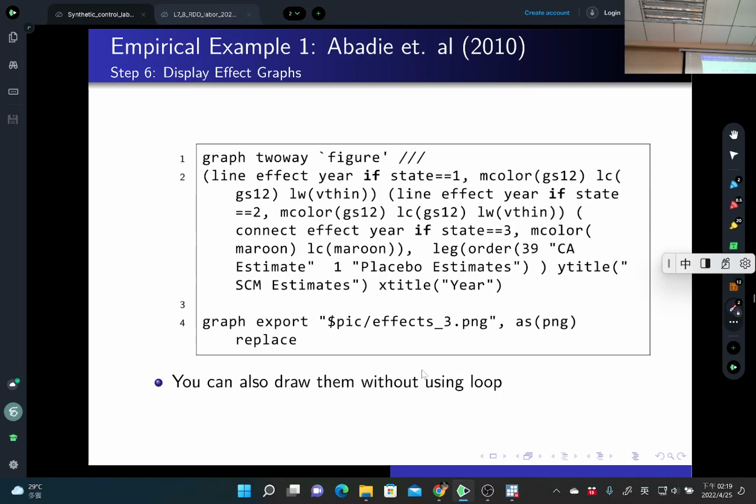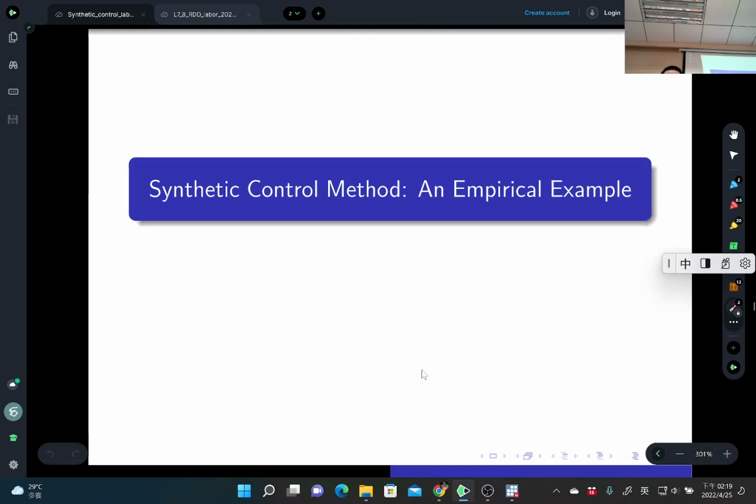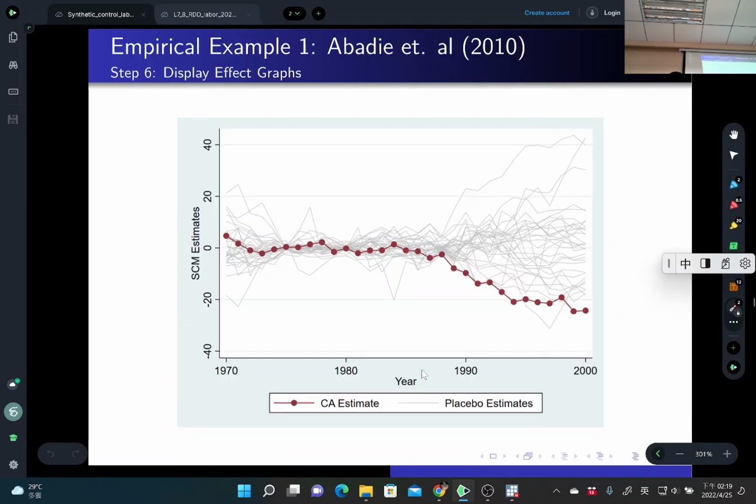Any questions for this? Okay, so for the synthetic control method, if you want to use Stata to implement this, you can also do this using R, but we will discuss this when I upload the R video.